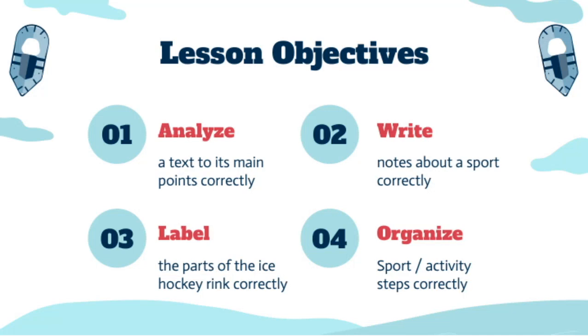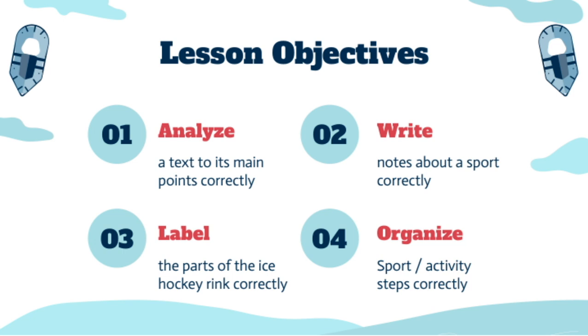Let's take a closer look at the lesson objectives for today. First, we want to be able to correctly describe notes about a sport. This means understanding the key details and being able to communicate them clearly. Next, we aim to write a text that covers the main points accurately, making sure we include all the important information in a well-organized way.